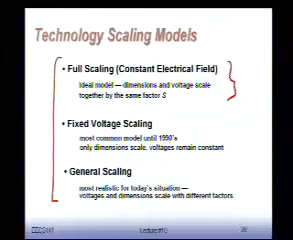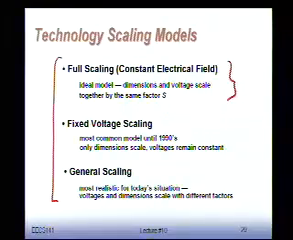Now, you can imagine if I do that while keeping my voltages basically constant, my supply voltage, what would happen is that the electrical field would keep on increasing. Right? From generation to generation, I scale down my dimensions while I keep the same voltages. Means my electrical field will go up by a factor of 0.7 approximately every generation. So you cannot do that.